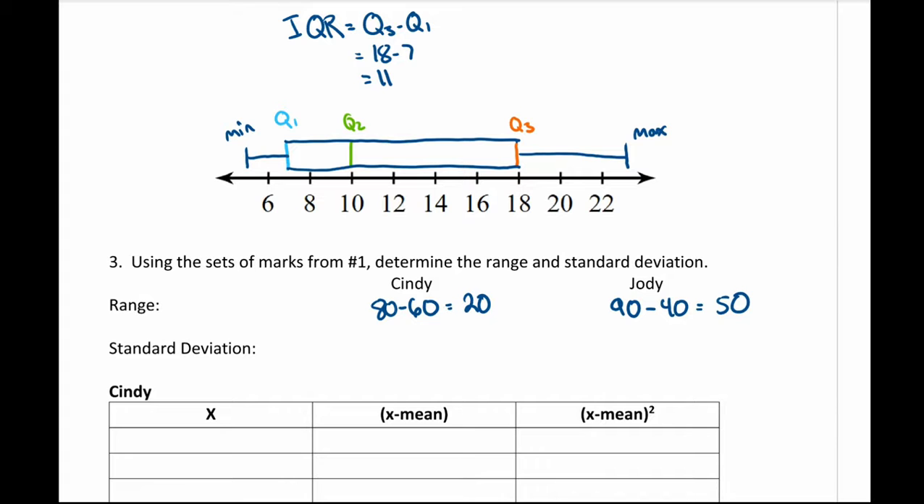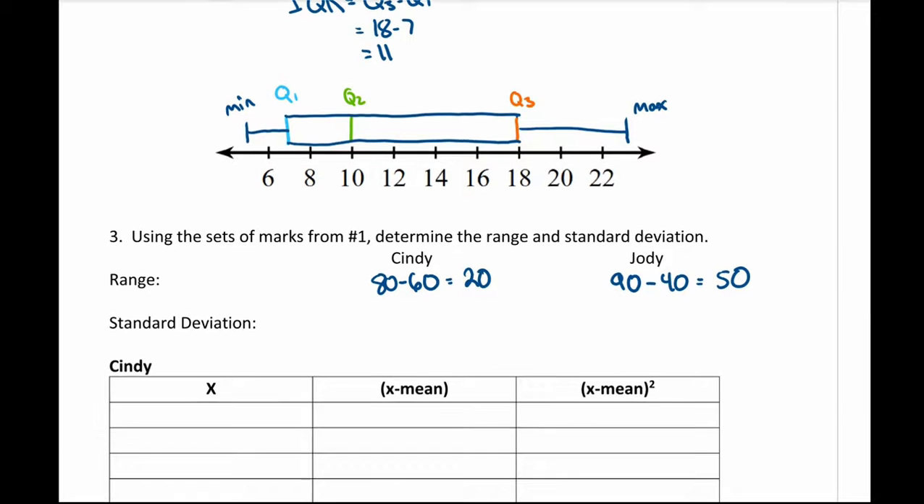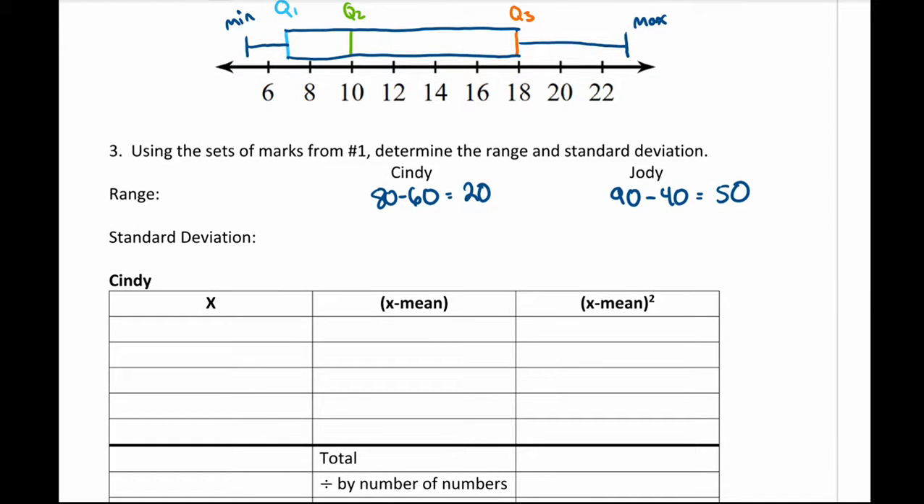Standard deviation is what we're going to figure out next, and we're going to use a table to help us with that. So you should be familiar with this table if you look back in the notes. The way it's set up, X represents the data values. So we had 60, 65, 70, 75, and 80.